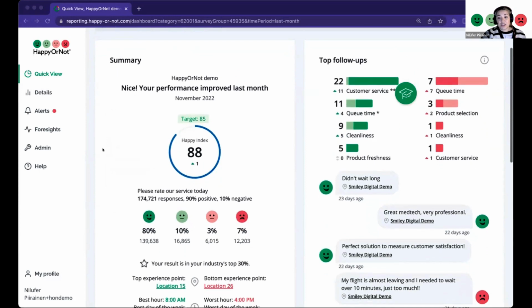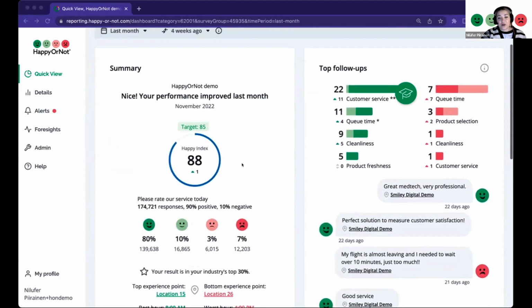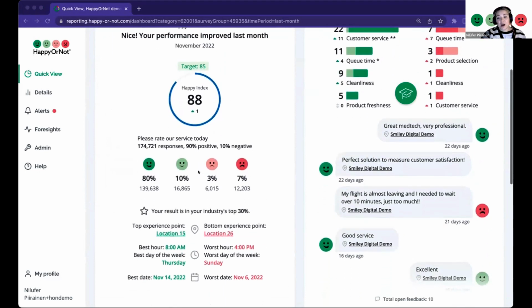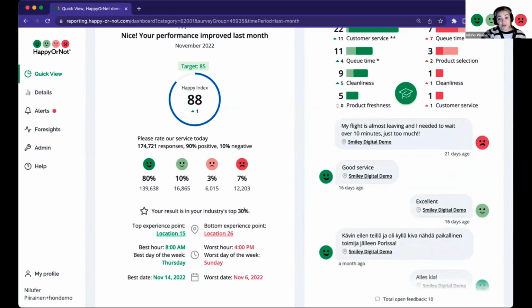The summary widget is pretty cool. It shows you a lot of important information in a very quick way. So here you can see what your happy index is, how the responses are divided, and also here how your organization's happy index compares to other organizations in your industry.